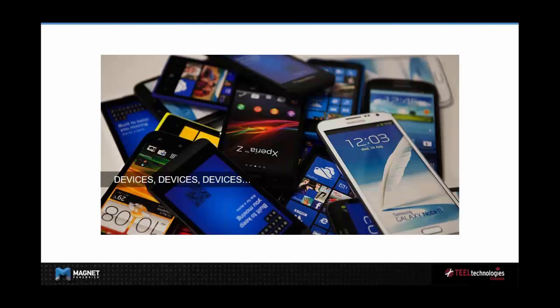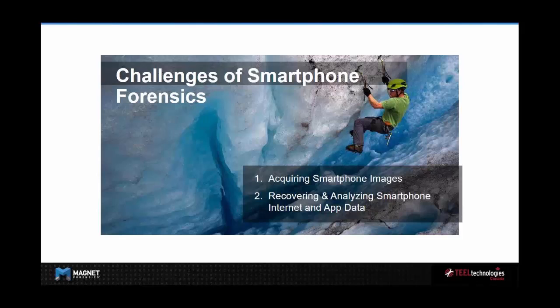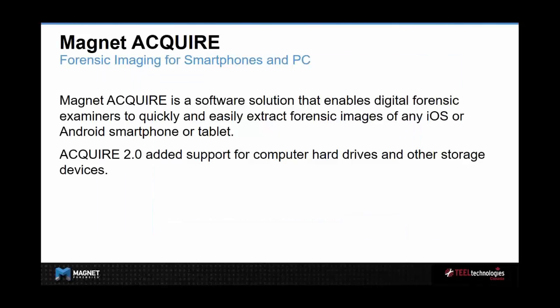So it's no surprise that a lot of investigations now have a lot of devices involved. We did a survey last year, I believe, and we found that 80% of investigations involve at least one mobile device. So this obviously poses a problem for examiners, and some of the challenges that we're seeing from our customers and in the industry are acquiring smartphone images, and once you have that image, recovering and analyzing the smartphone, the internet and app data. So many apps out there, and so many different types of devices that it's tough to keep up with this, doing it manually.